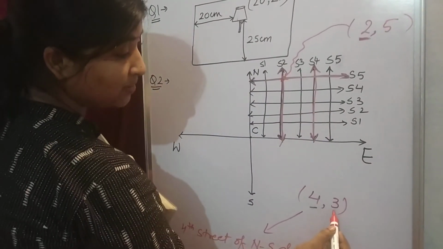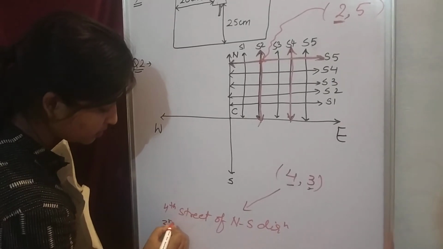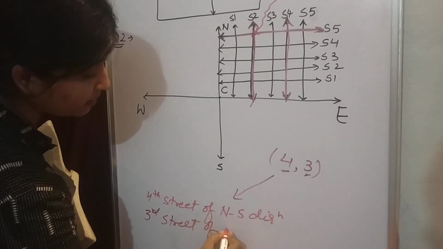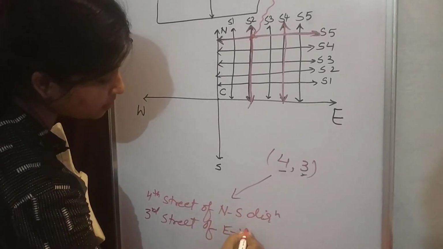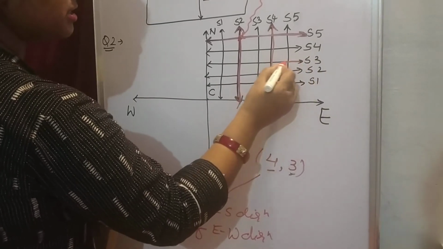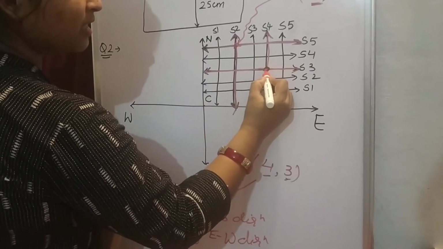Now, comma 3. What is the meaning of 3? 3 means the third street of the east-west direction. So, east-west direction, third street. Which one is it? This one. Can you see that this is only a single point?